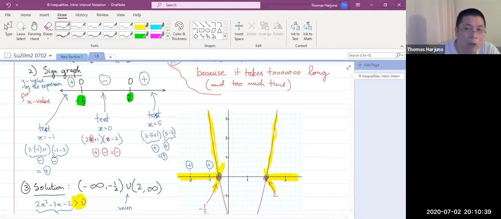Okay, I will do one more example quite fast, and then I will give you a break with some extra examples. And then we go on to rational inequality.